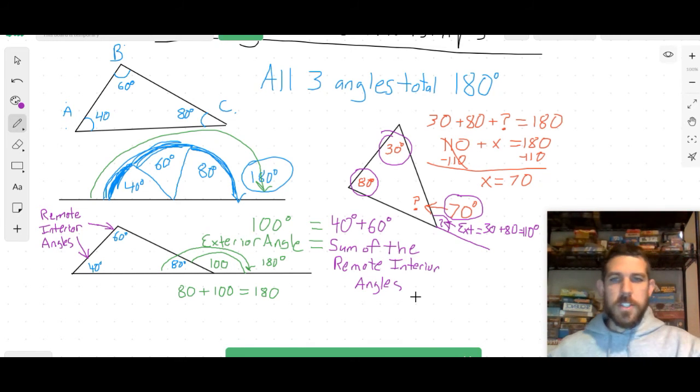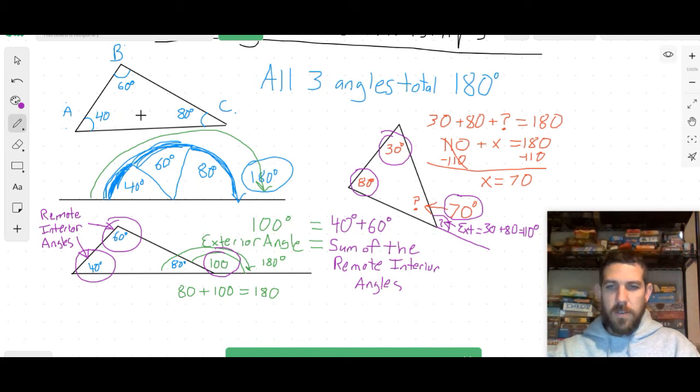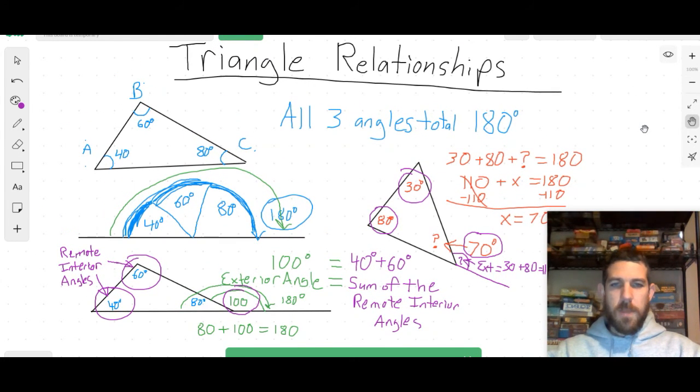All right, those are the two relationships that we're really going to focus on: that all three angles inside the triangle must add up to 180, and the two remote interior angles must add up to the exterior angle. Any exterior angle must equal the two far away interior angles added together. Okay? All right, so that is our triangle relationship math for today, and I will see you in class.